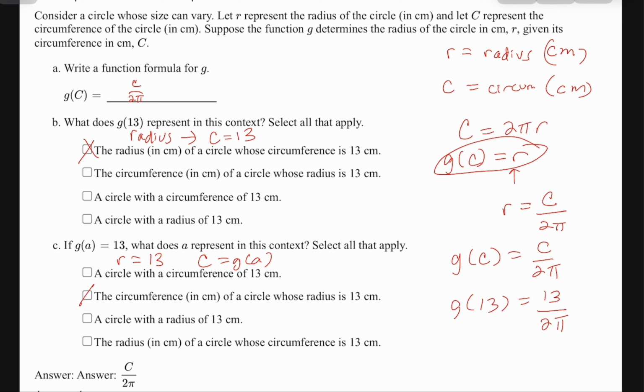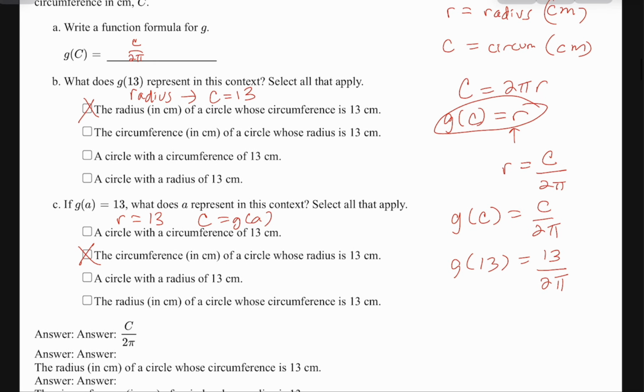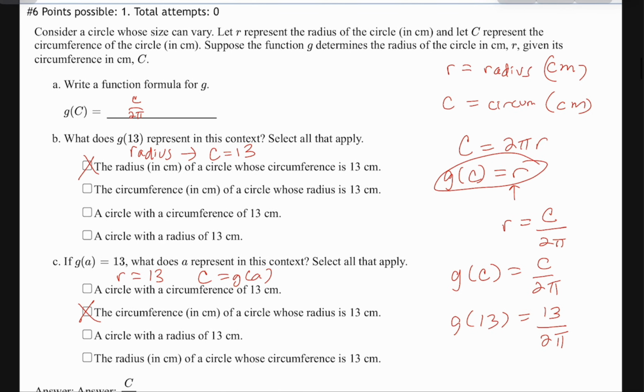So that would be this one right here. So the circumference is the g of a. The radius is 13. So that's a little bit about that problem that we see there, problem number 6.